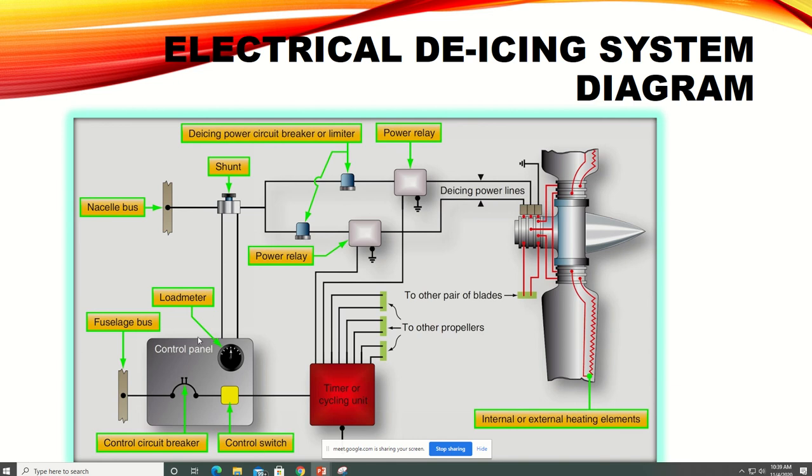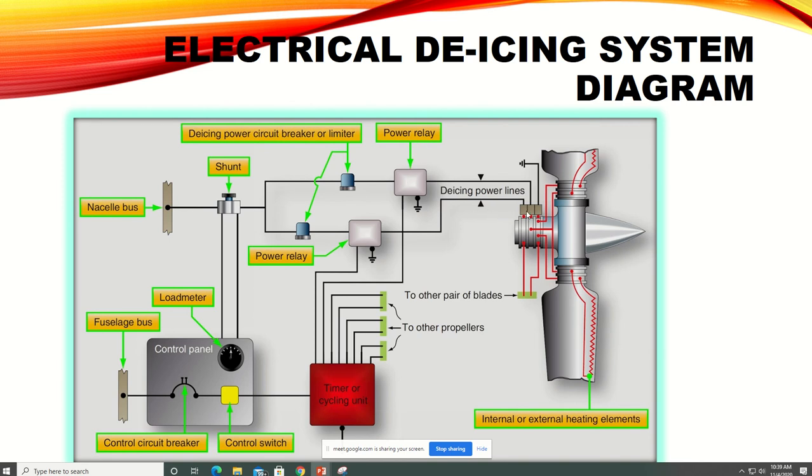Okay, it's all inside the cockpit. The bus is in the avionic bay area, to provide the power source. Okay, shunt. Shunt is like a resistor, something like that. So this is another bus, all in the avionic bay. Okay, de-icing power circuit breaker or limiter. Okay, power relay. This is all electrical stuff. The relay is normal.